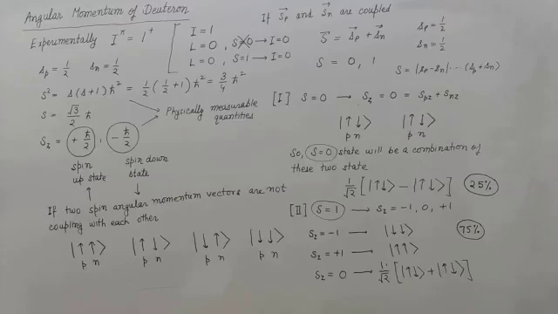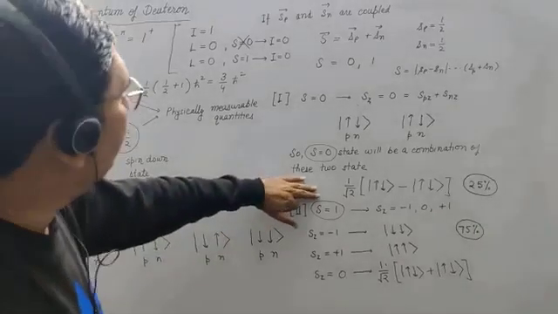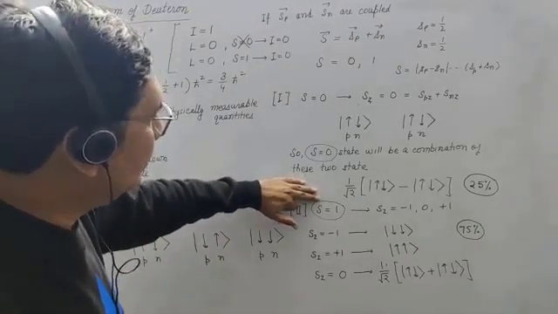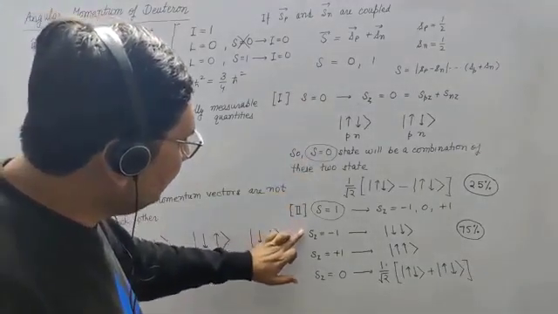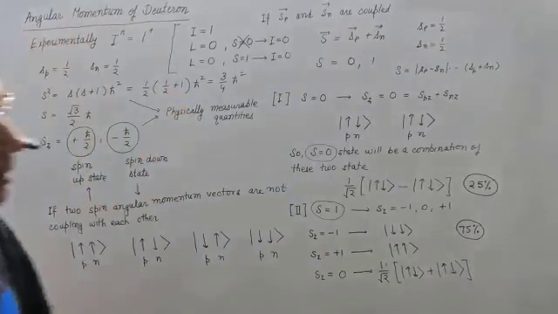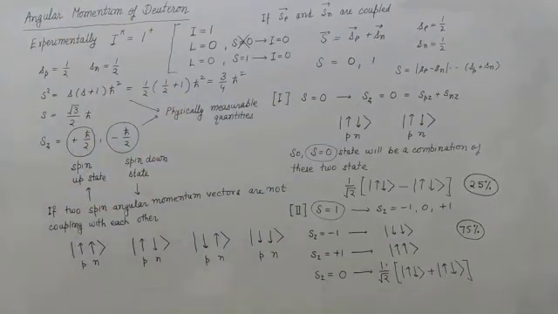So from this discussion, we can conclude that nuclear forces are spin dependent. They are spin dependent, and s equal to 1 state is possible. Only s equal to 1 state is possible. S equal to 0 is not possible, and these three states are possible.